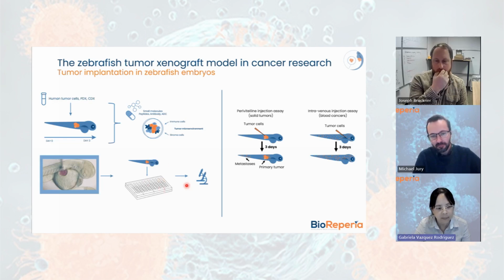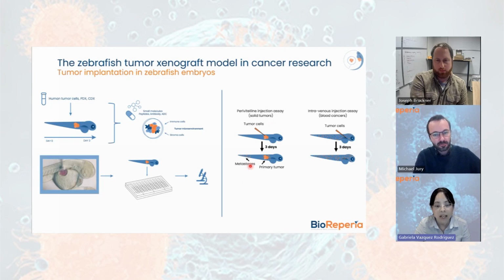After 3 days of treatment, the zebrafish larvae can be imaged in the primary tumor and also in the tail for metastatic evaluation. So with this model, we can have 2 different outputs. One is tumor regression, and the second is metastatic dissemination.